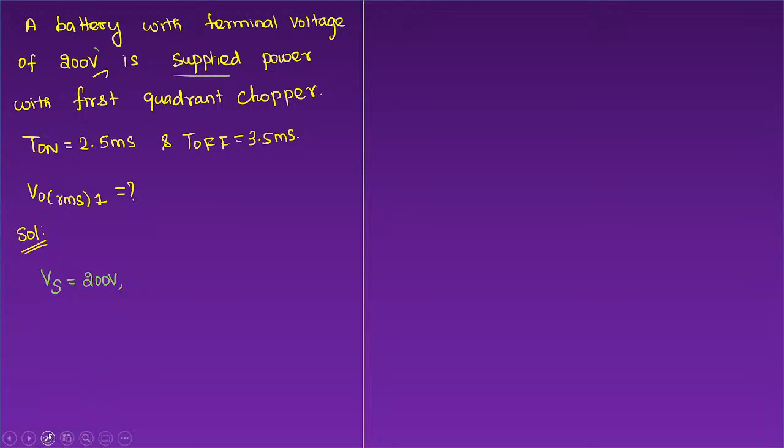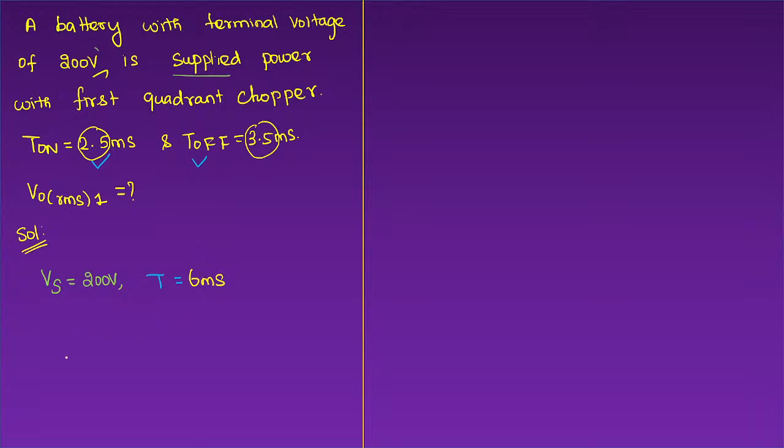What can I do with only this data? Let's see. Supply voltage is given, and they have given on time and off time. With this, I can calculate the fundamental time period T. The fundamental time period is 2.5 millisecond plus 3.5 millisecond, which will be equal to 6 millisecond. Now we know the rest of all.